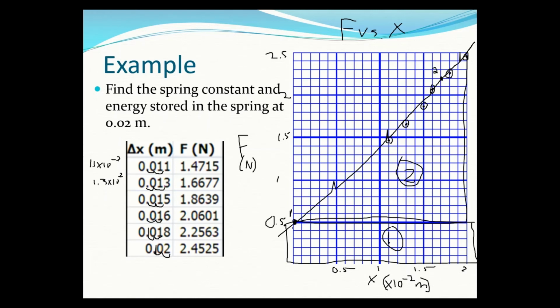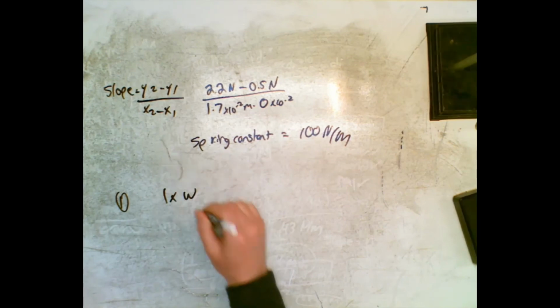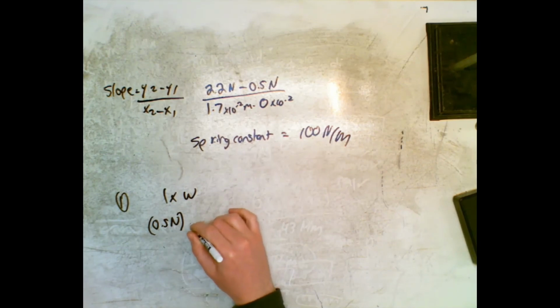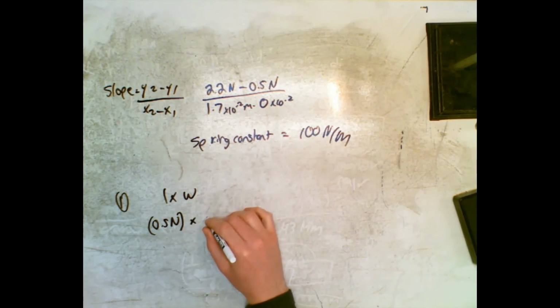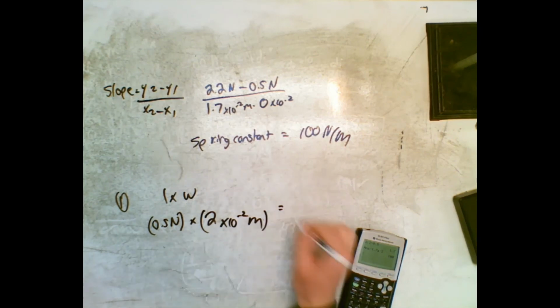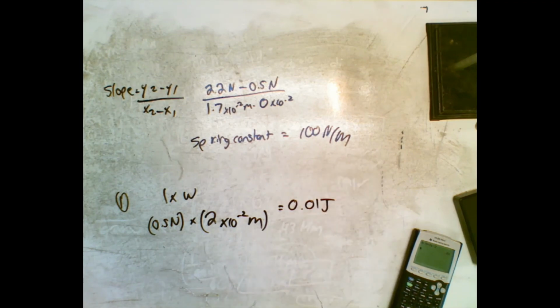So to find the area of this rectangle, we would just go length times width. My length is 0.5 newtons, and then my width is 2, right? But it's not 2, it's 2 times 10 to the negative 2 meters. So we have to always put those units on there to get the correct answer. So we get 0.5 times 2 times 10 to the negative 2, and we get 0.01 joules. So that's what's stored in there.